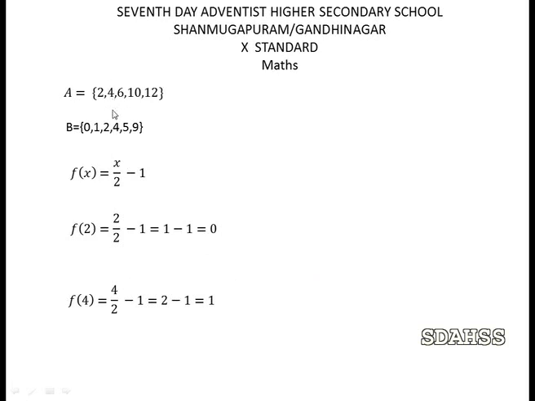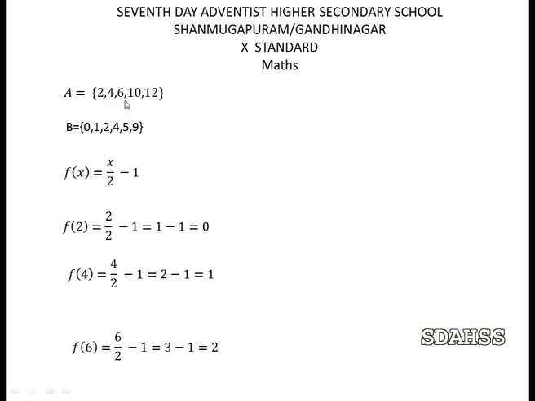Substitute x equal to 4 in the function. So f(4) is equal to 4/2 − 1, equal to 2 − 1, equal to 1. Substitute the third value. The third value is 6. Now substitute x equal to 6 in the function. So f(6) is equal to 6/2 − 1, equal to 3 − 1, which is equal to 2.